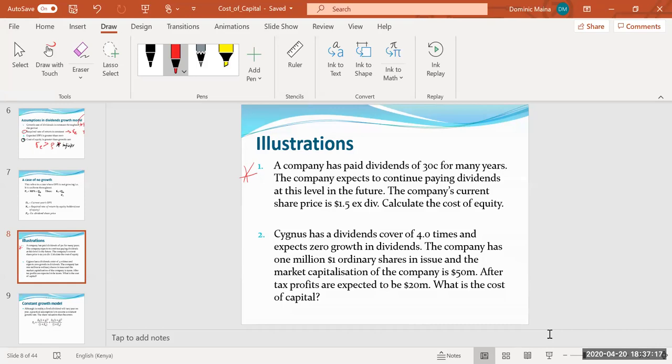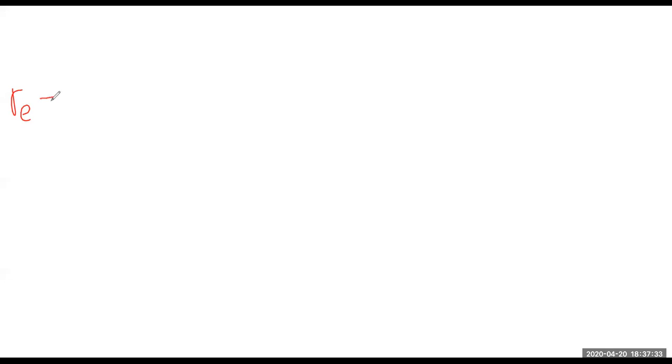And then you have an after-tax profit of $20 million. Yes, sure. I tried to use the other formula for the cost of capital, RE. I used the formula where P naught, that is the market value, is equal to dividend over cost of capital.